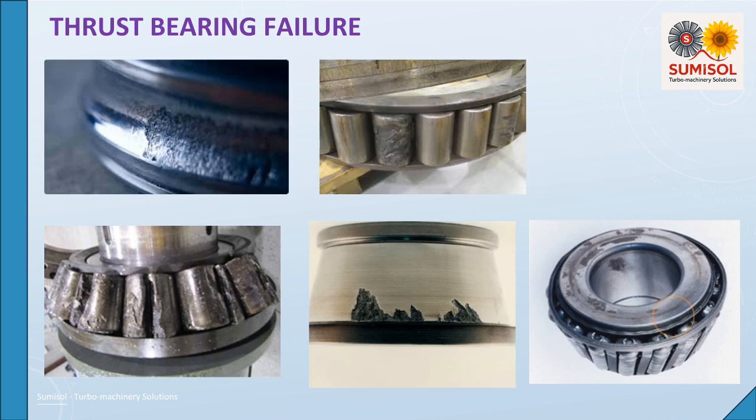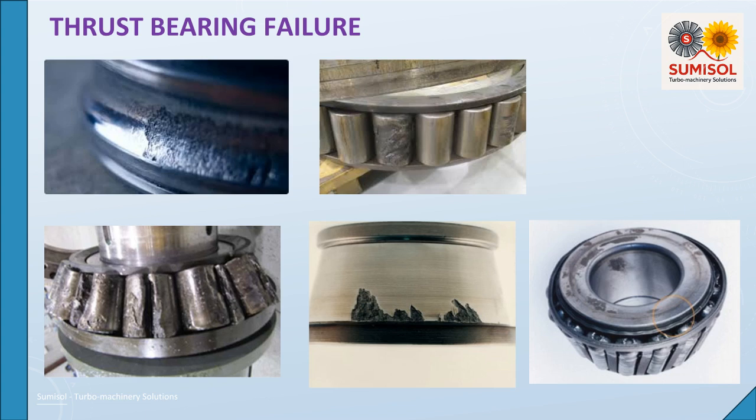Spherical roller bearing failures are caused by issues like improper lubrication, contamination, poor installation, and excessive loads. Other causes include misalignment, overheating, and fatigue, which can manifest as wear, cracking, or spalling of the bearing surfaces.